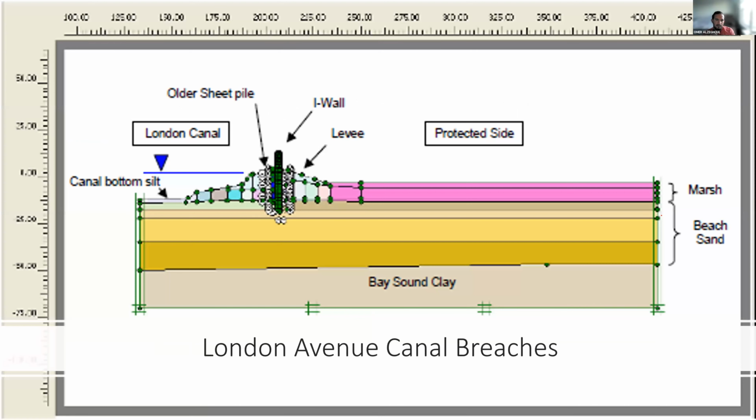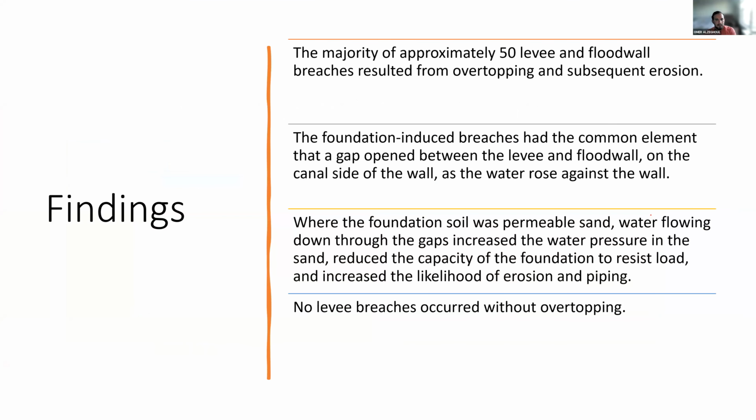So this is what we were talking about. The foundation was sand, which caused the piping of the I-wall of the London Canal. Can you go to the next slide? This is the last slide, which, as mentioned, shows the majority of the failures were overtopping failures and the erosion, internal or external.